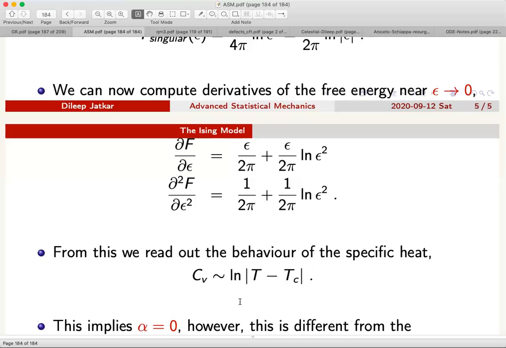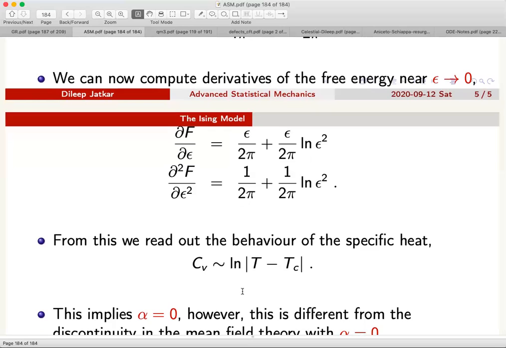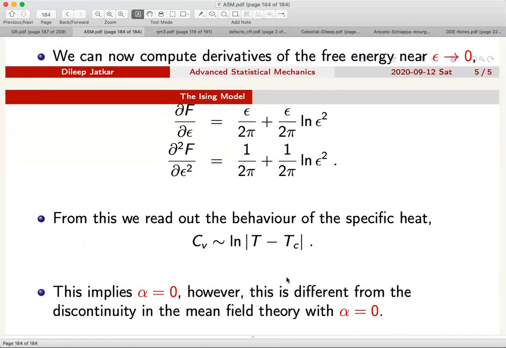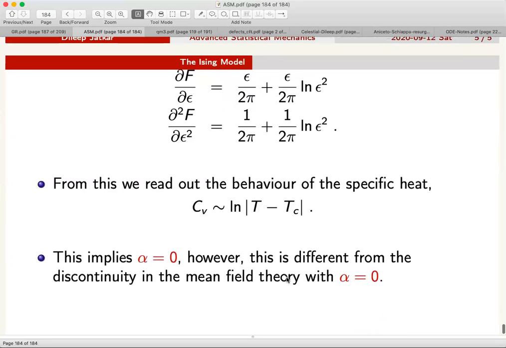Whereas this alpha equals 0 is quite different, because this specific heat is actually diverging at this point, right? Log of T minus Tc would give you log of 0, and that is definitely singular. It's just that the singularity does not carry any specific power of T minus Tc. It goes as log. So I think this is all I wanted to say today. We could pick it up from here next time. Sorry, today's lecture is a bit short.